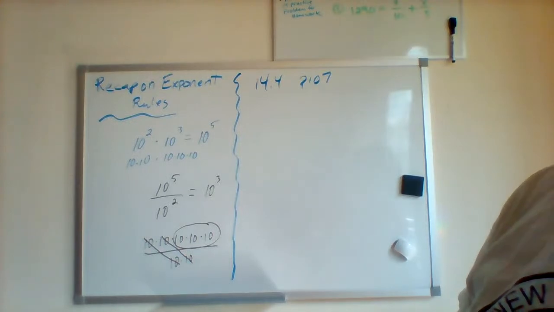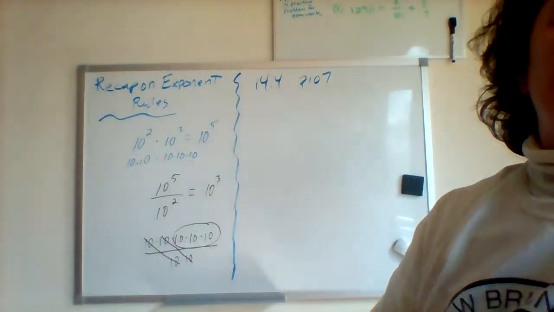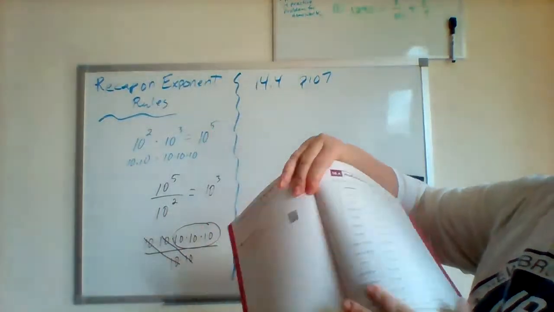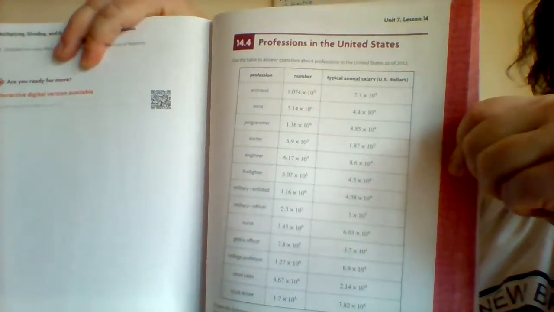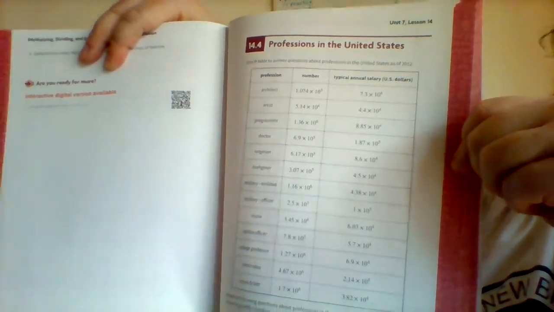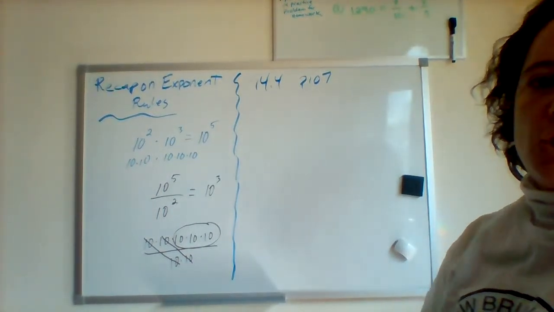It's called Professions in the United States. Professions in the United States. It looks just like this. There's a whole big chart, and before we get started, I want to make sure that you understand the chart.